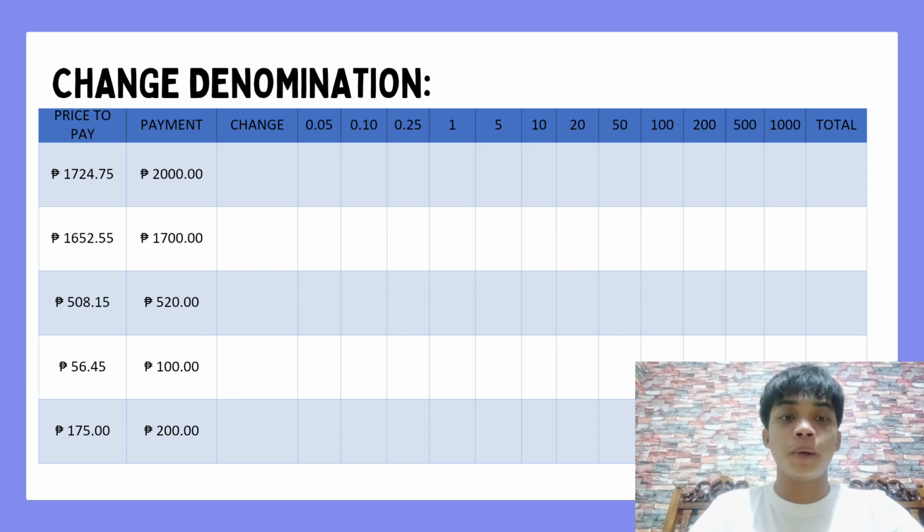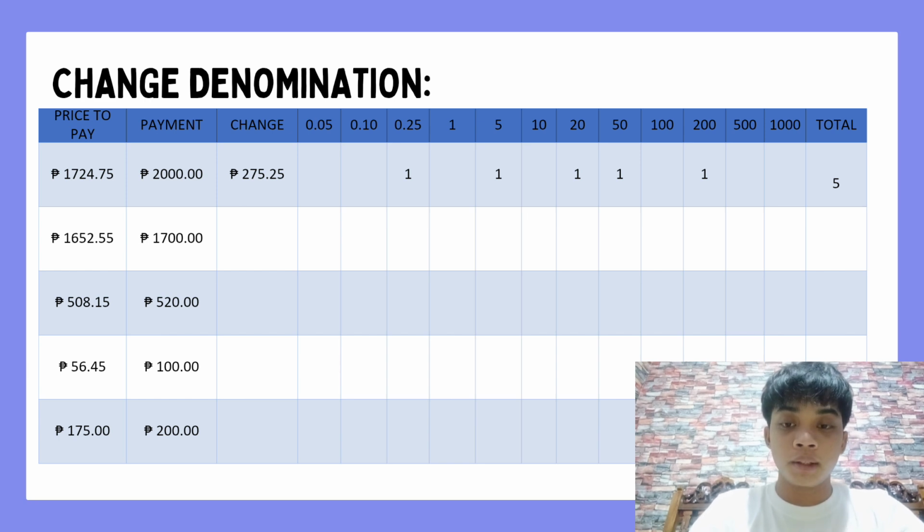The first customer needs to pay 1,724 pesos and 25 centavos and gives 2,000 pesos. So the customer has change of 275 pesos and 25 centavos. We need to give the customer an exact amount of change with the fewest number of bills and coins. We will start with the highest denomination that fits the total change. So 1,500 does not fit. We skip now to 200. 200 fits in the total change, so we subtract 200 from 275. So there's only 75.25.